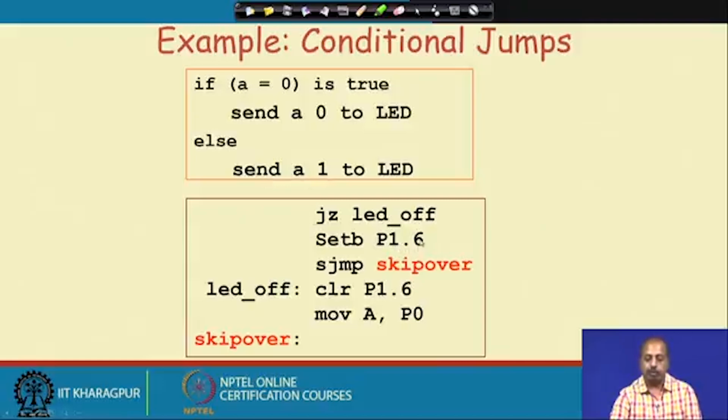So, set B P 1.6. So, the LED is turned on, then it is SJMP skip over. So, it will come to this point. Otherwise it will be coming to this point, it will be clearing this P 1.6, and then this instruction is redundant.